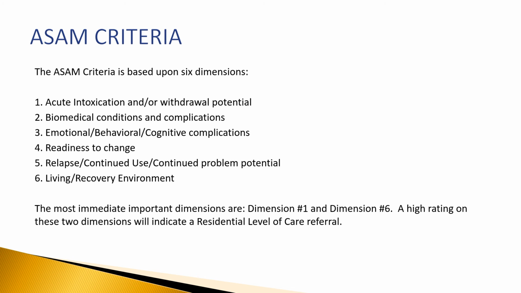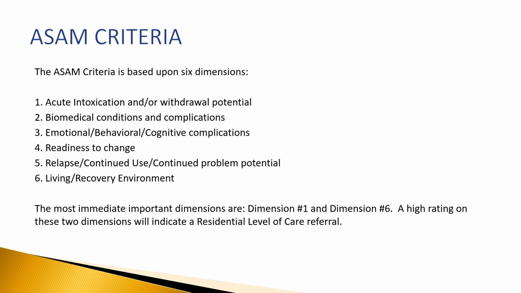And those dimensions, dimension 1 is acute intoxication. That means they're going to go into withdrawal. Number 2 is biomedical conditions and complications. So sometimes, for example, alcoholics may have a high withdrawal potential, and then they also are prone to seizures. So that would be a high score on dimension number 2.